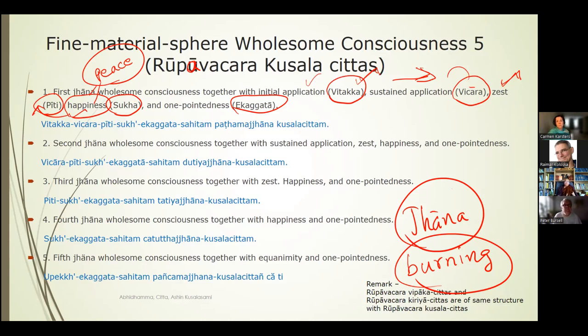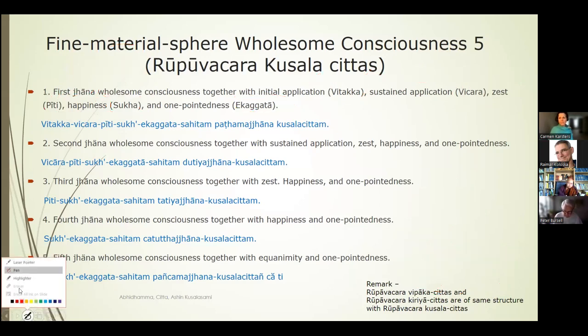So after you have experienced vitaka, vichara, piti, and sukha, finally you will have one-pointedness, ekagata. This is where you reach the final stage of the jhanas. So these are the five factors of the jhanas. The first jhana has all five jhana factors.